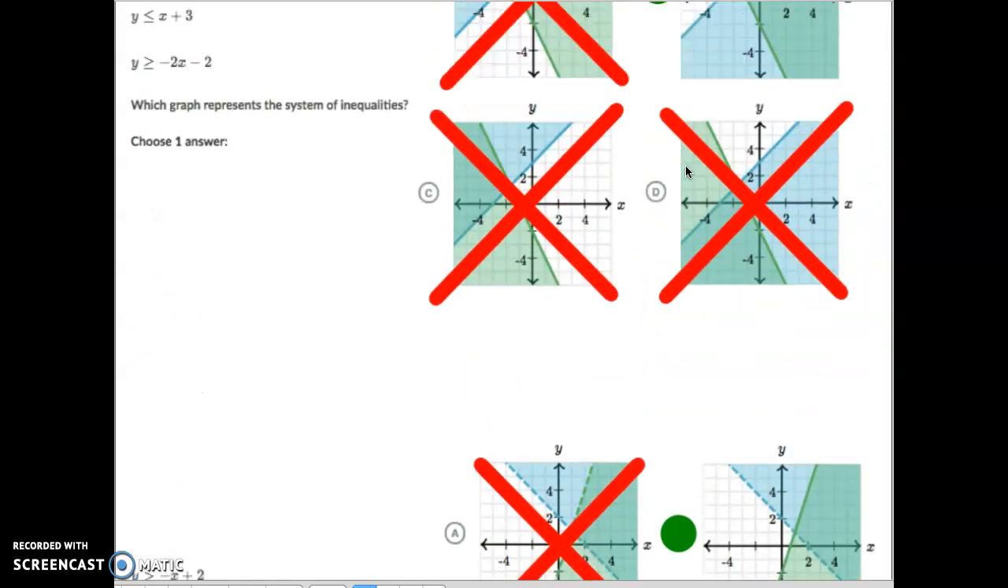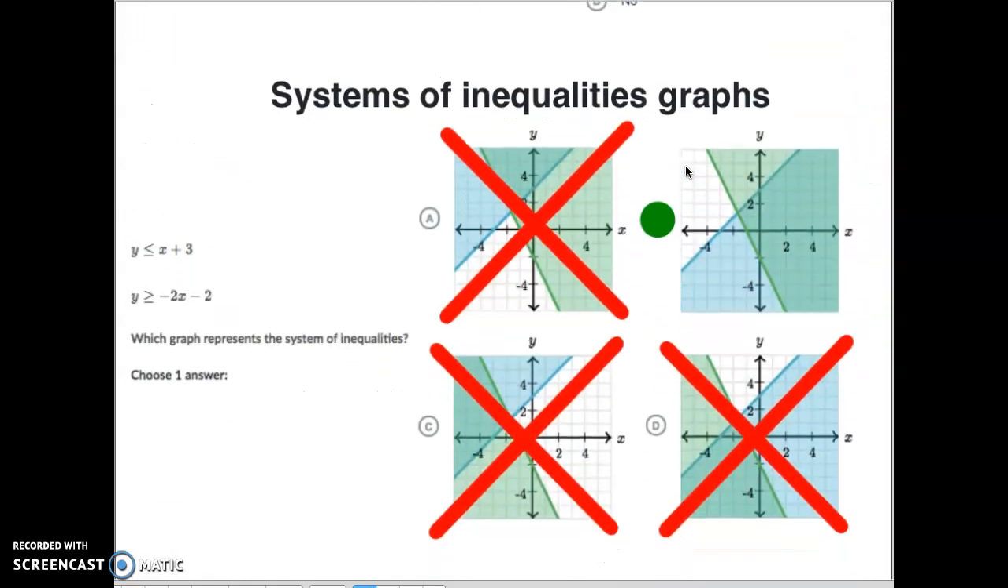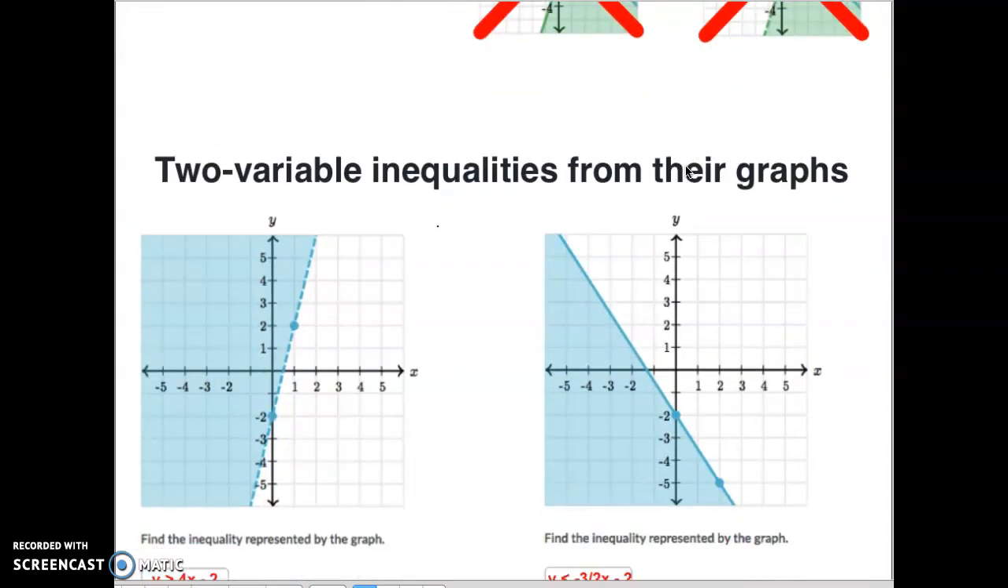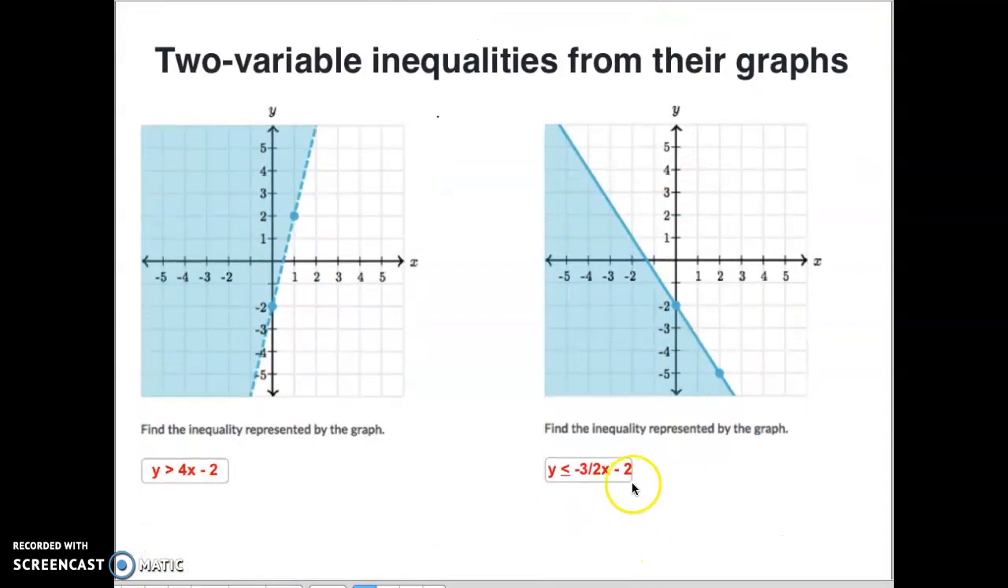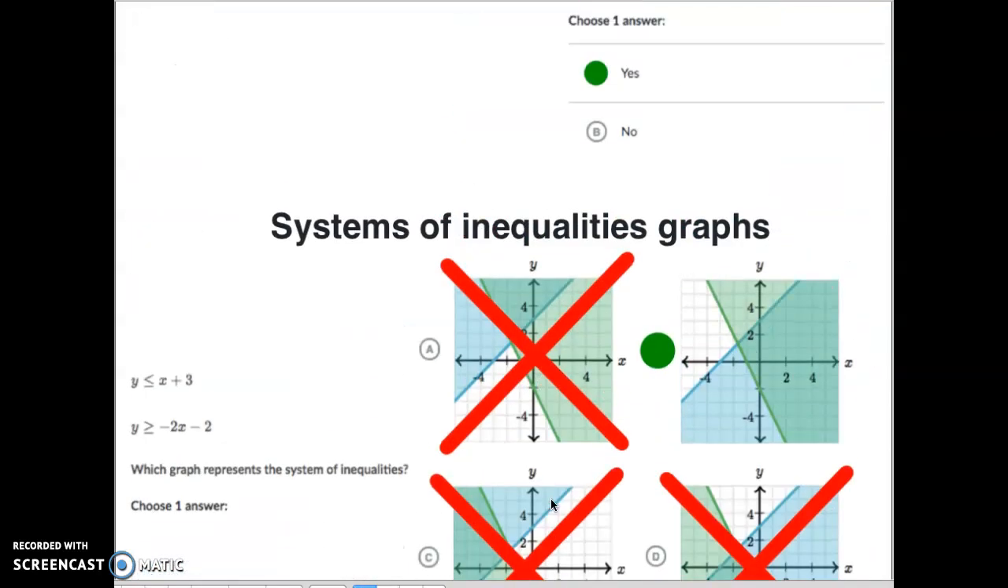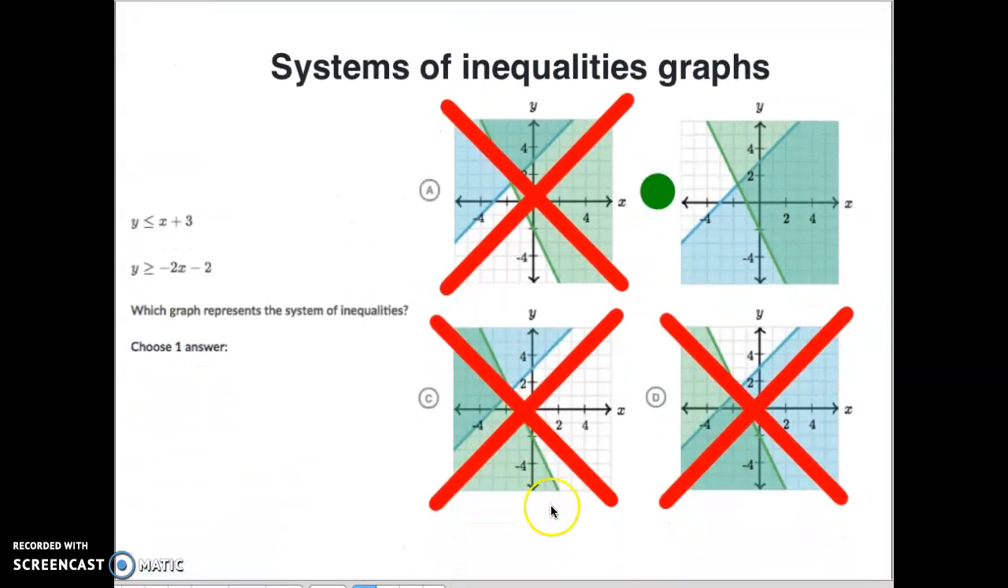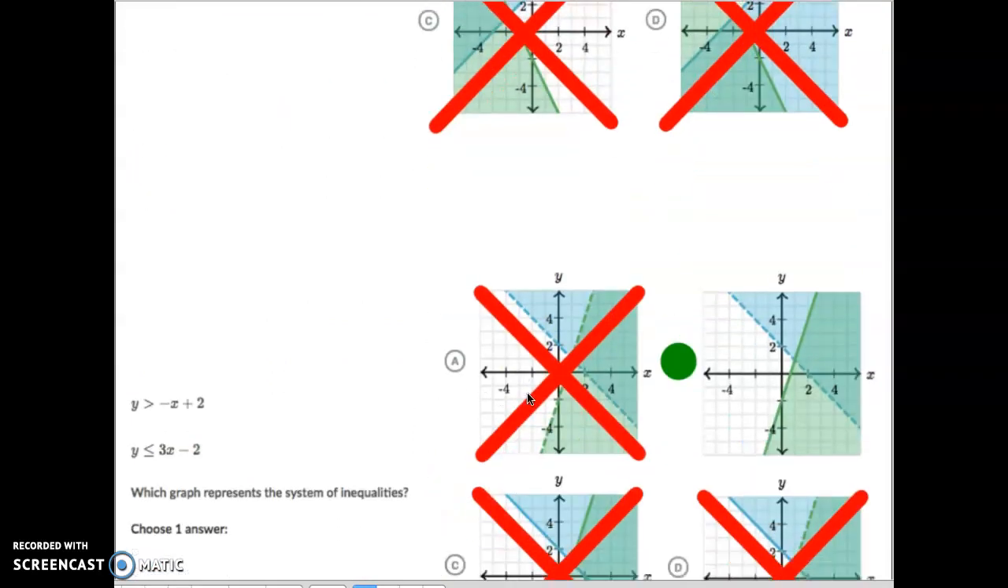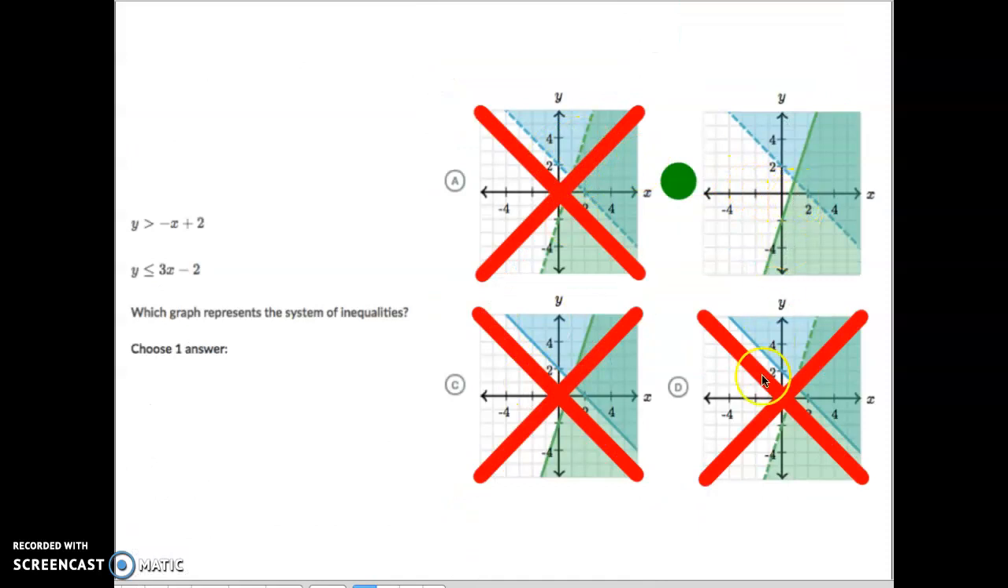Hopefully that helps you understand how to do systems of inequality graphs. So we've done 2 today. Two variable inequalities where you have to come up with the inequality equation. And then the second one being system of inequality graphs, where either you need to figure out which is the correct shading, or you need to figure out which are the correct type of lines being used. All right. Hopefully this makes good sense to you.